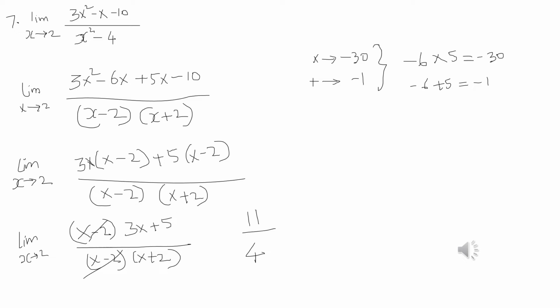Taking 3x as common, it gives x minus 2 plus 5 as common, giving x minus 2. Below, using the x squared minus a squared formula, which is x minus a into x plus a, I substitute the values. The x minus 2 terms get cancelled, and once cancelled, you substitute the limit x equal to 2, which gives you 11 by 4.